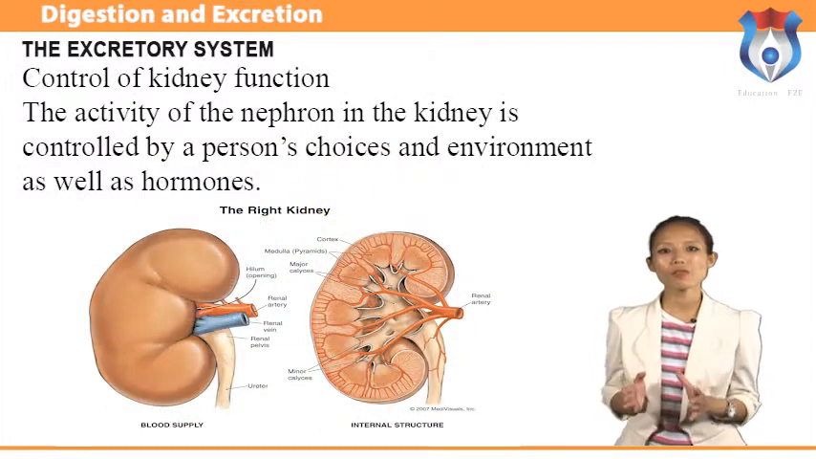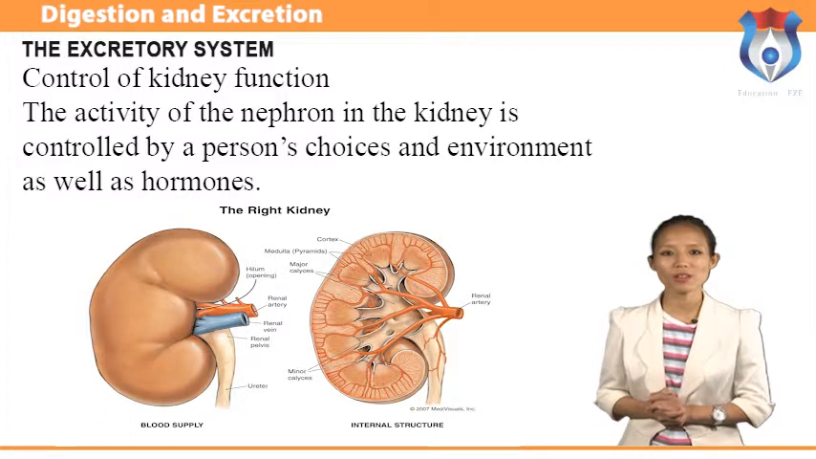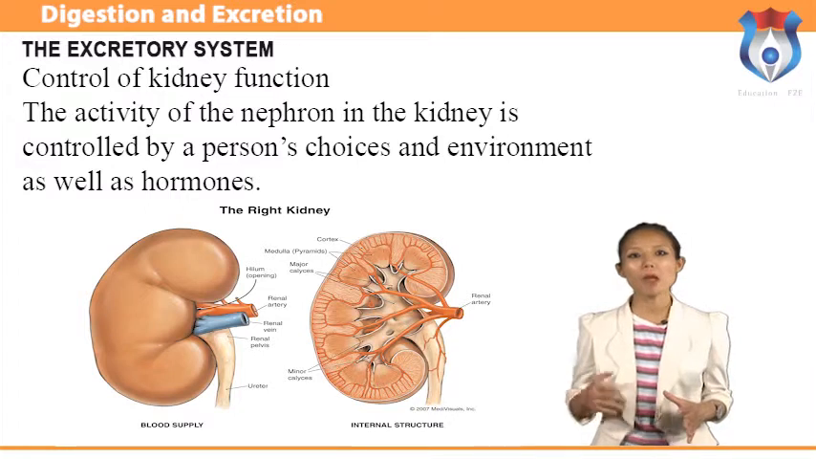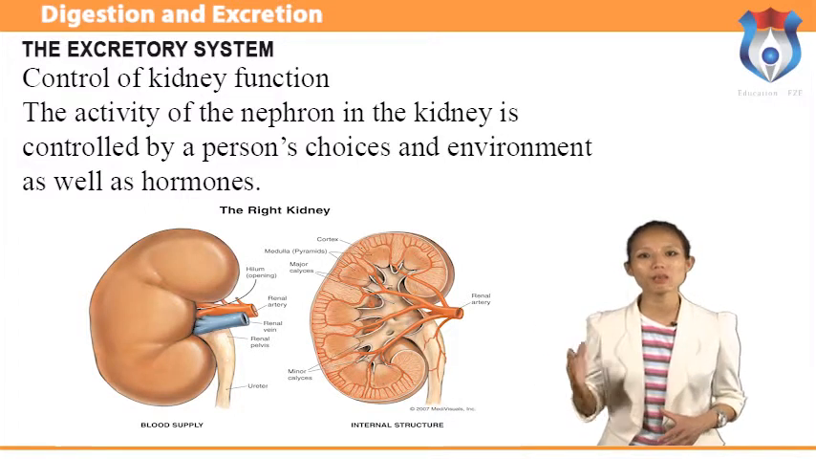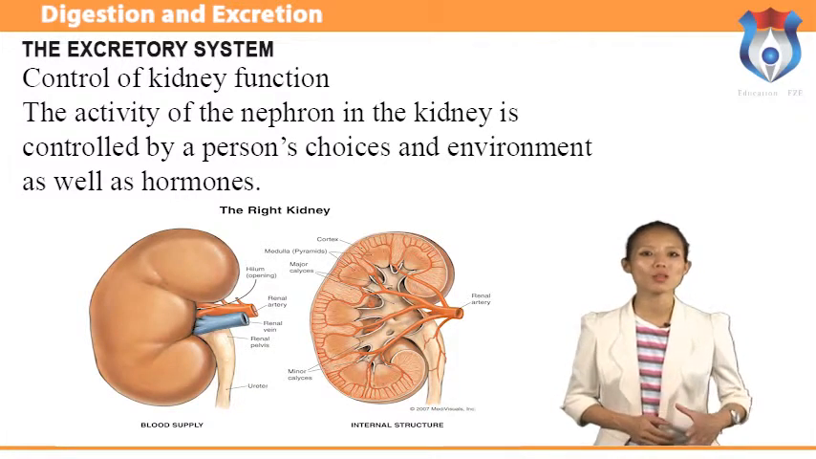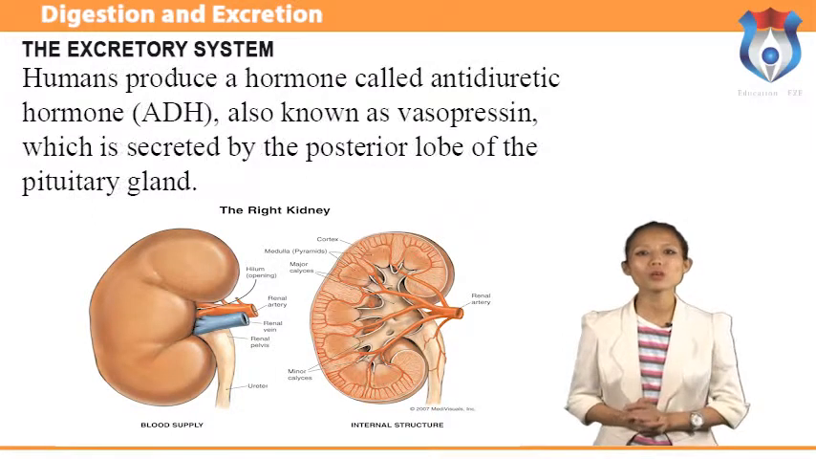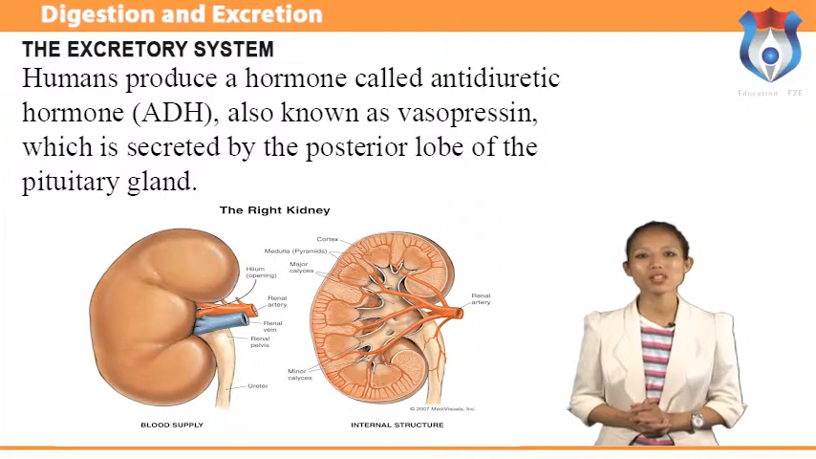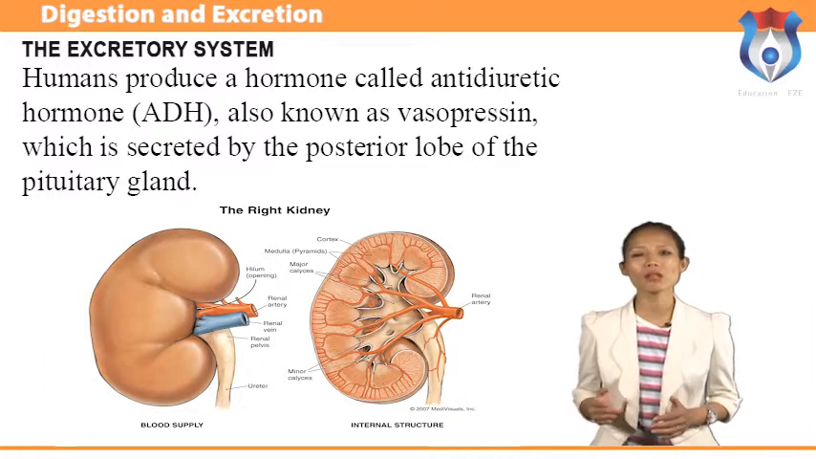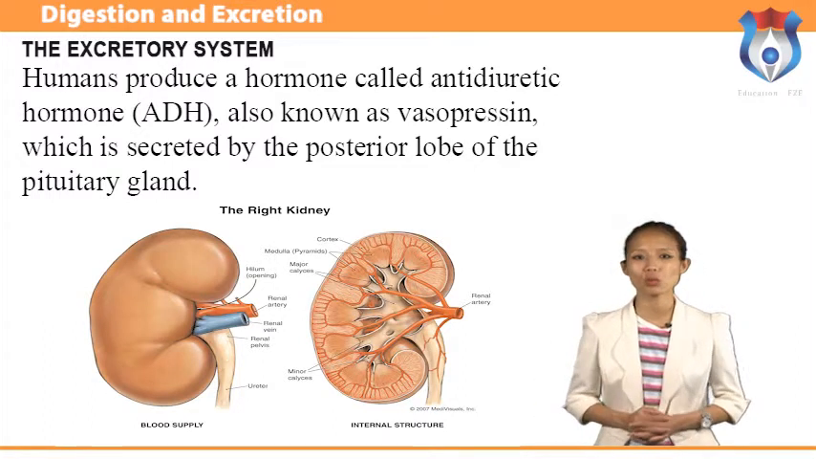The activity of the nephron in the kidney is controlled by a person's choices, environment, as well as hormones. For example, if a person consumes large amounts of protein, much urea will be in the blood from the digestion of the protein. Also, on a hot day, a body will retain water for sweating and cooling, so the amount of urine is reduced. Humans produce a hormone called antidiuretic hormone, ADH, also known as vasopressin, which is secreted by the posterior lobe of the pituitary gland. It regulates the amount of urine by controlling the rate of water absorption in the nephron tubules.